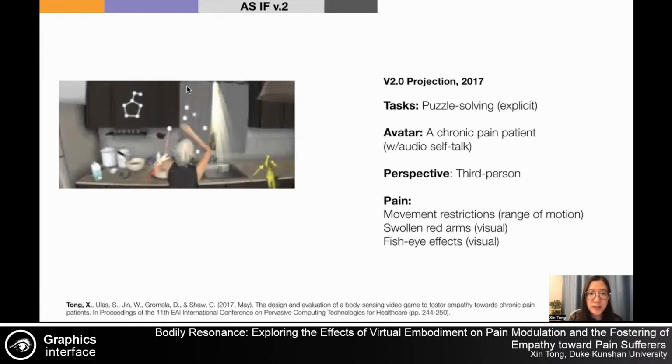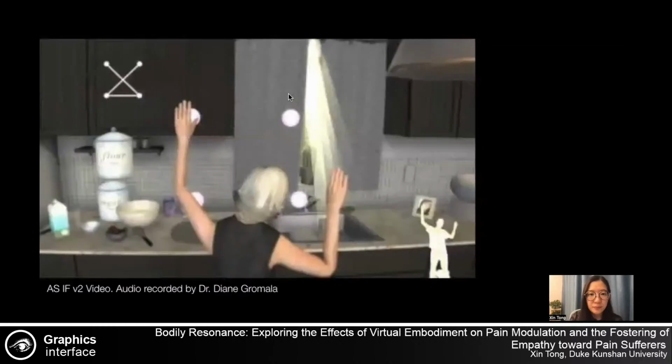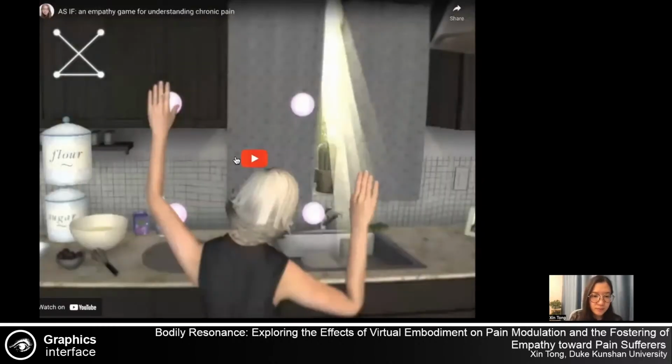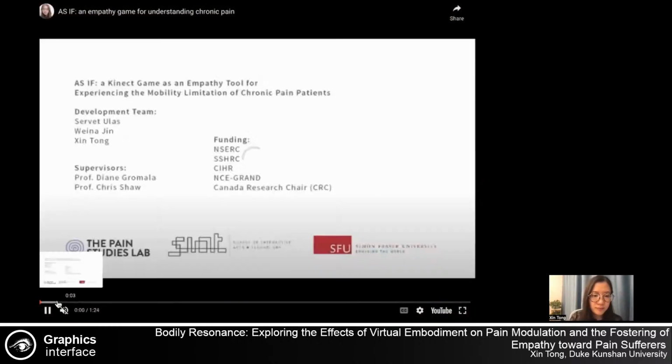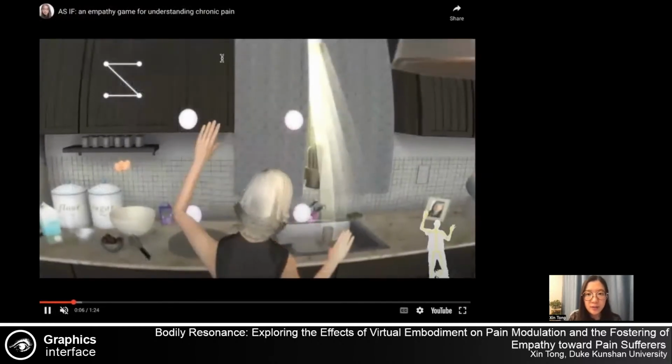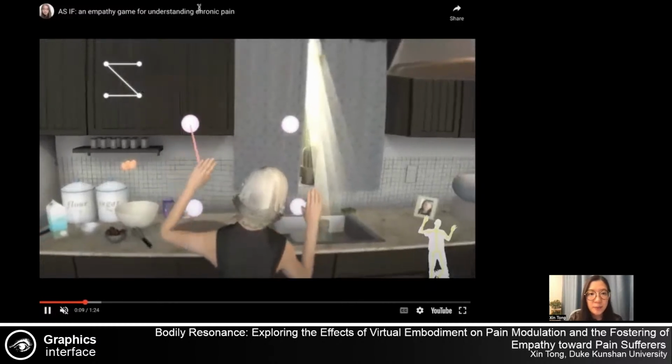So, in the second iteration, we implemented a story and embodied the participants as a chronic pain patient. In the narrative, participants need to bake a birthday cake for her beloved granddaughter while feeling uncomfortable. The tasks were still puzzle solving, but we mapped the puzzles to a set of cooking actions. So let's take a look at the game together.